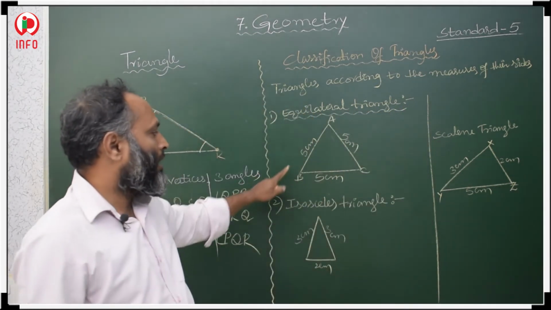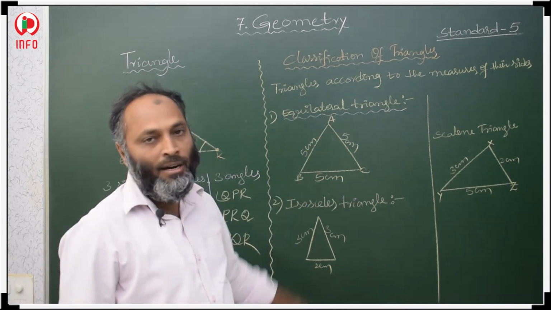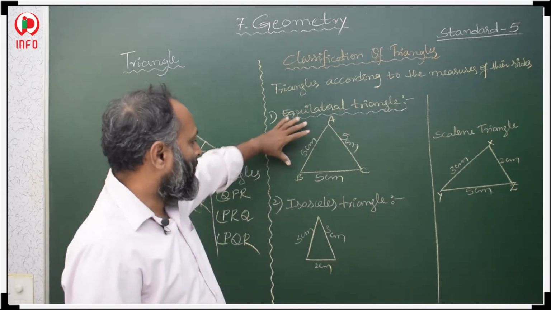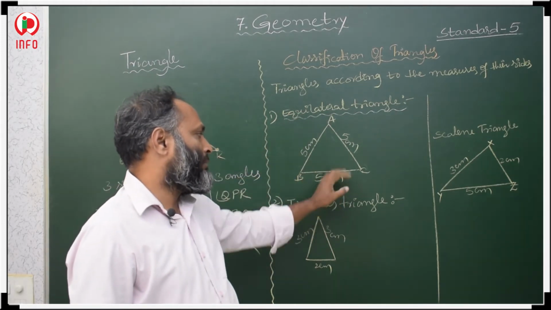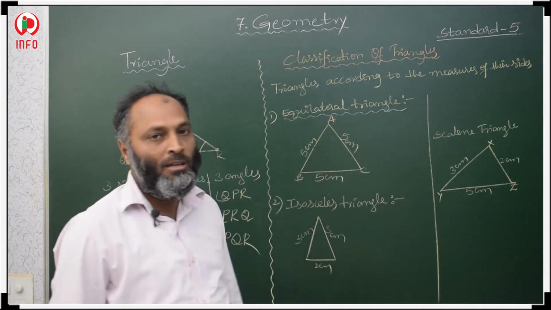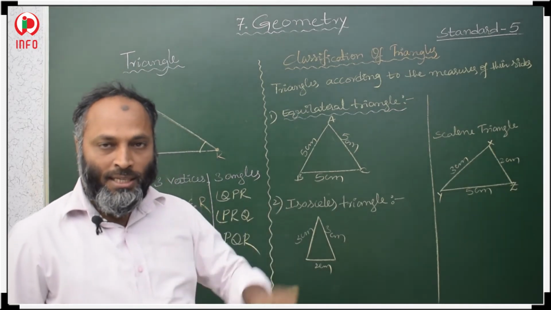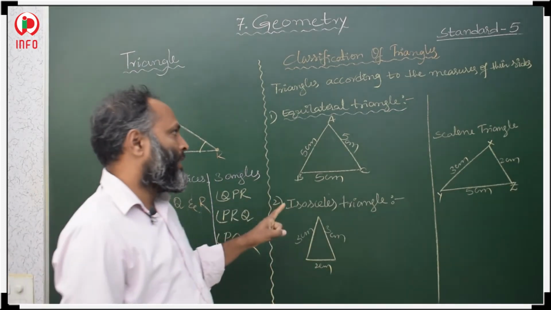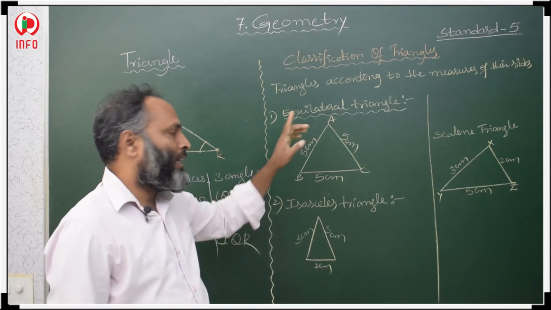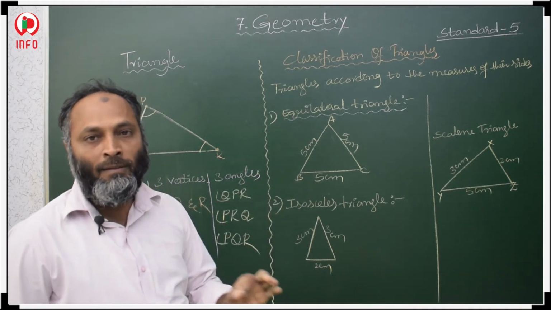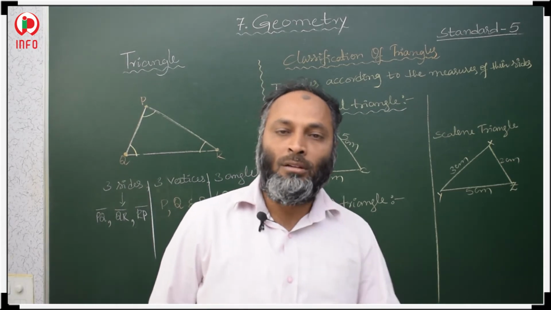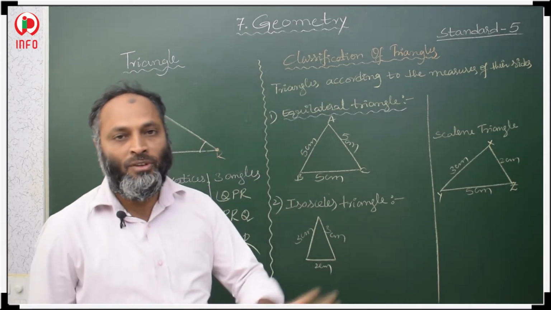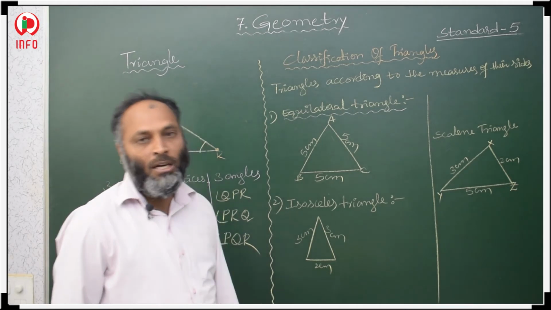If in a triangle all the 3 sides are equal, for example if AB is 5 centimeter, BC is 5 centimeter, and AC is 5 centimeter, then that triangle is an equilateral triangle. Equi means equal. All three sides and three angles are equal in an equilateral triangle.